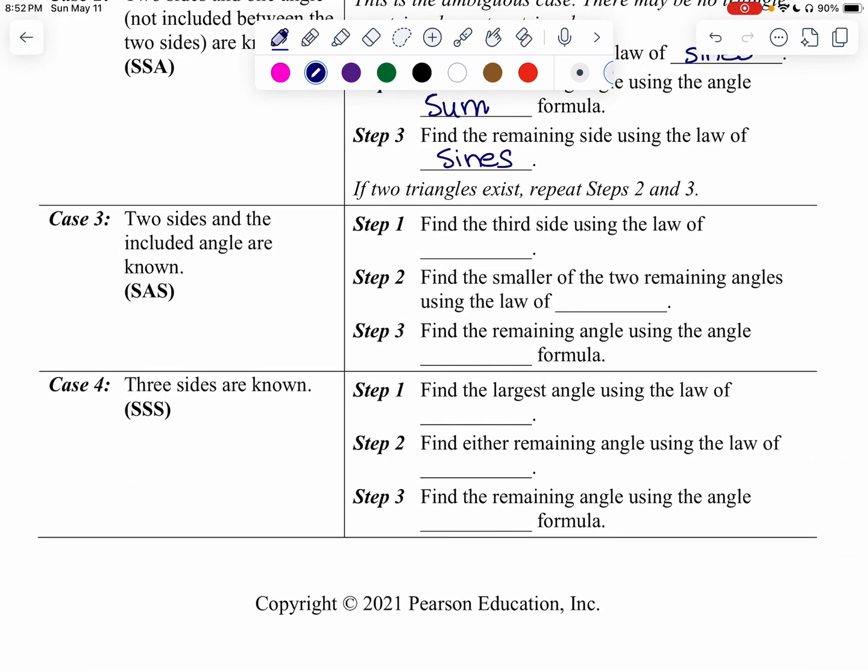When you have two sides and the included angle, SAS, then you can find the third side using the law of cosines. Find the smaller of the two remaining angles using the law of sines. And then find the remaining angle using the angle sum formula. And then when you know all three sides, find the largest angle using the law of cosines. Find either of the remaining angles using the law of sines. And then find the remaining angle using the angle sum formula.